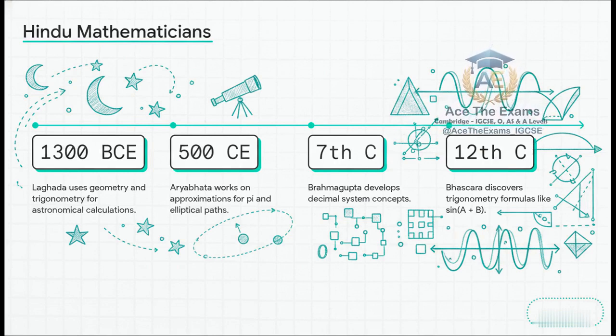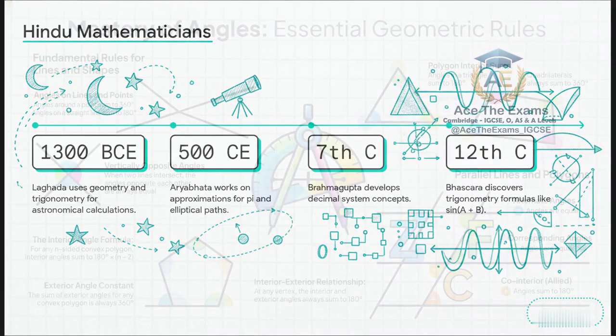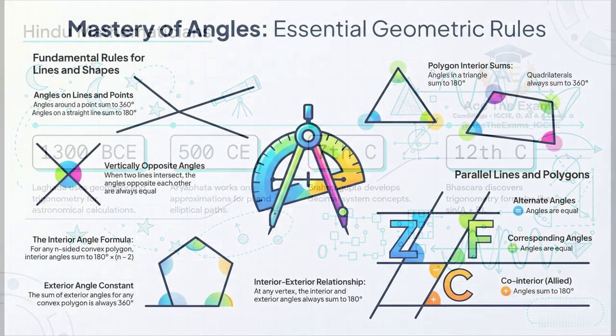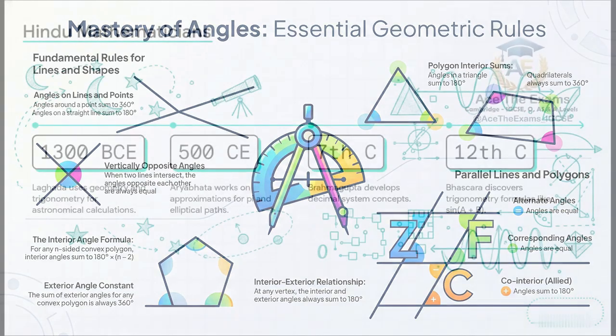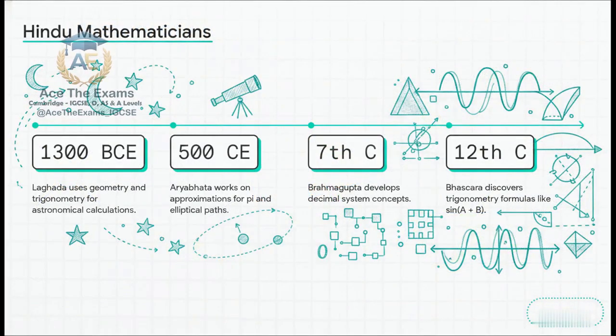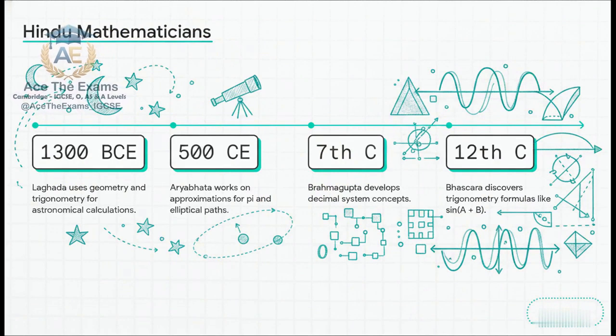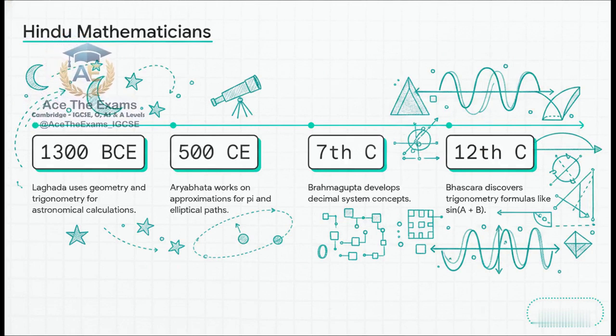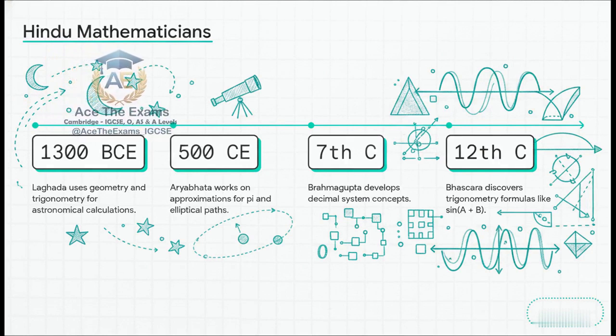Way back in 1300 BCE, a teacher named Lakata was already applying geometry and trigonometry to astronomical calculations. Think about that for a second. Thousands of years before modern telescopes, math was unlocking the stars. Then, around 500 CE, Aryabhata took things even further. He worked on approximations for pi, a concept you are going to use constantly in your 0580 exams, and he mapped out the trigonometry of the sphere, realizing that planetary paths were elliptical, not just perfect circles.